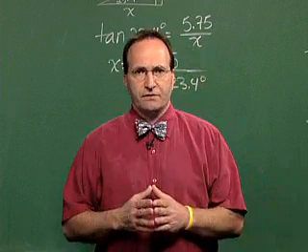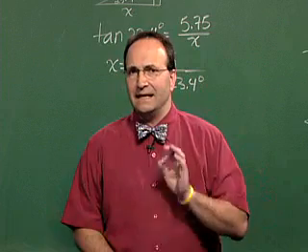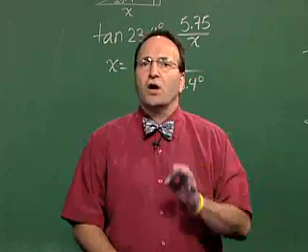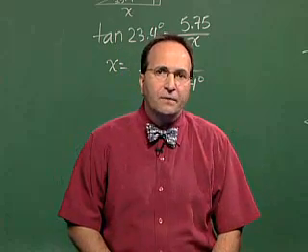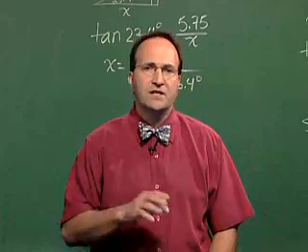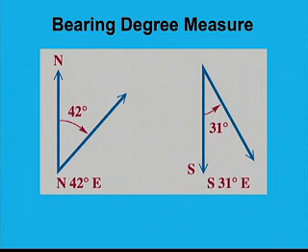Other applications of right triangles involve bearing, an important idea in navigation. One method for expressing bearing starts with a north-south line and uses an acute angle to show the direction either east or west of this line. In the example on the left, we have north 42 degrees east. So we start on the north line and we rotate 42 degrees towards the easterly direction.